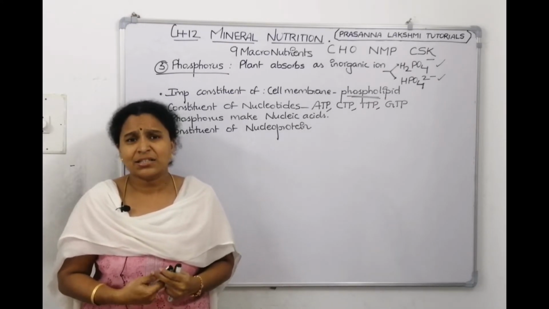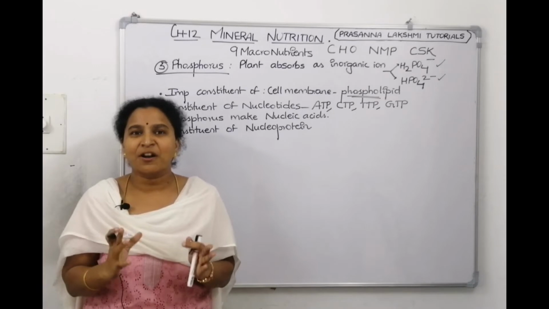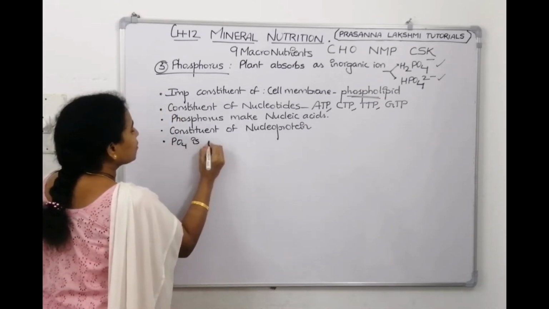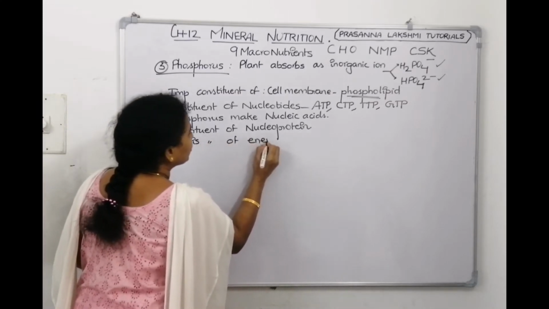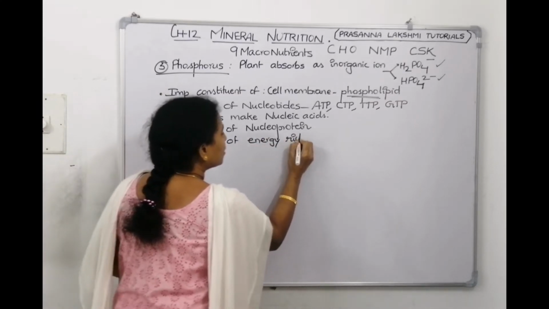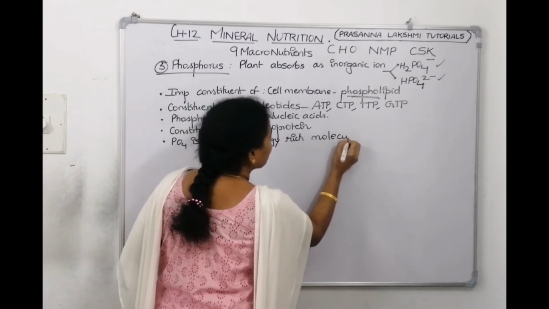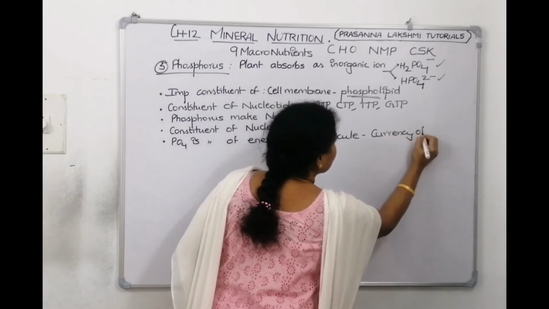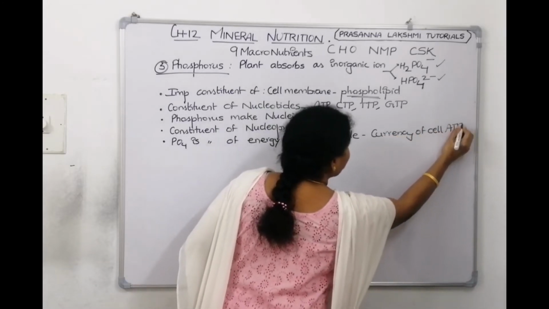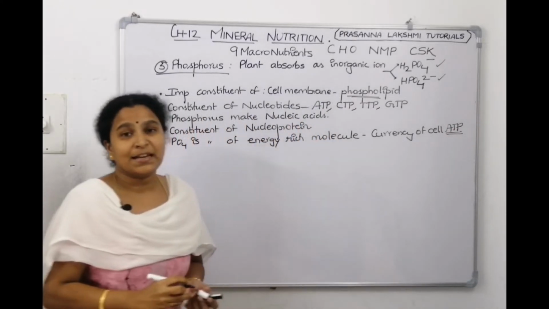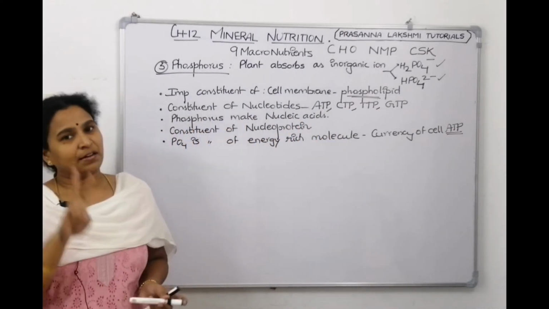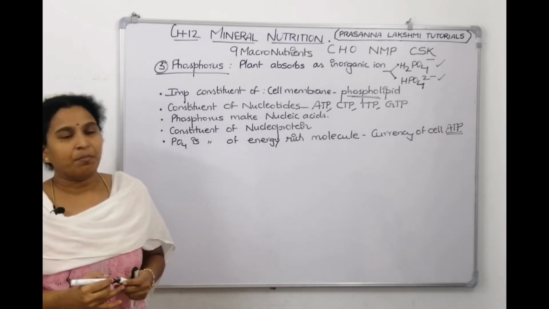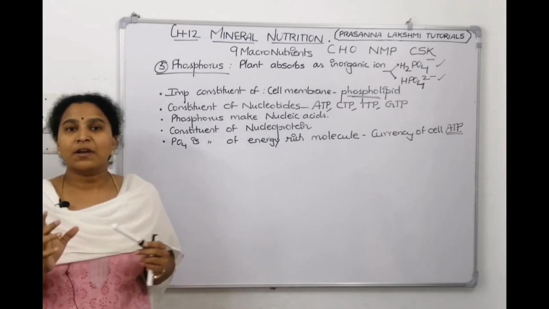And what is the currency of the cell? What is that energy rich molecule, the currency of the cell? So phosphate is a constituent of energy rich molecules. Are you getting it? The currency of the cell is ATP, adenosine triphosphate, 3 phosphates, right? ATP is a currency, ADP is also a high energy compound. So all these are the places where we find phosphorus.